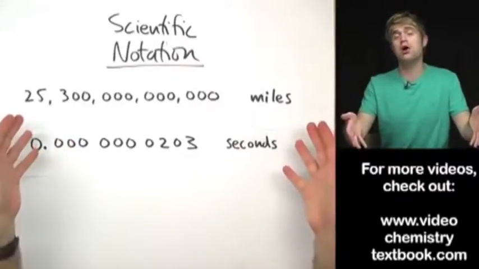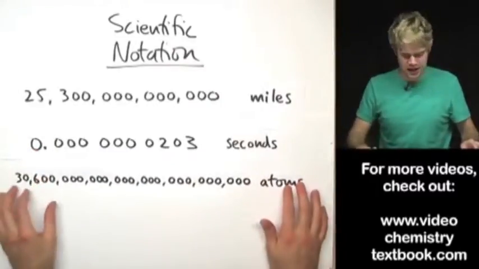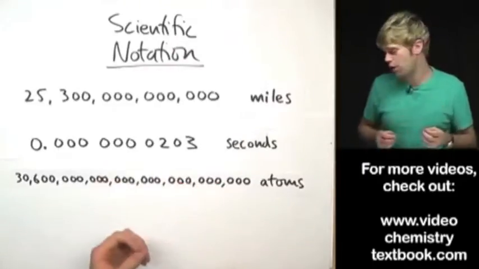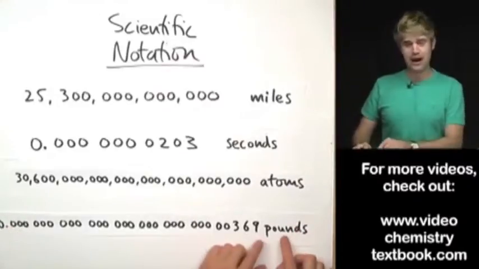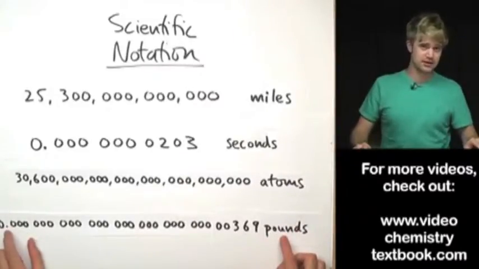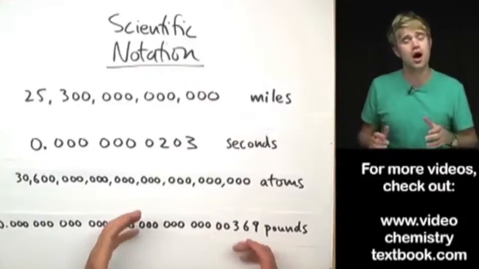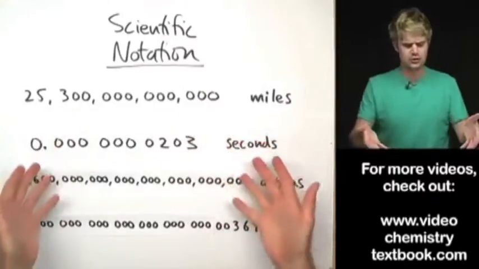And these numbers aren't even the biggest and smallest that we use a lot. This is the number of atoms in an average sized glass of water. And this number is the weight in pounds. Notice there's a decimal place here, so it's a really tiny number. This is the weight in pounds of a proton in an atom. Look at all these zeros.